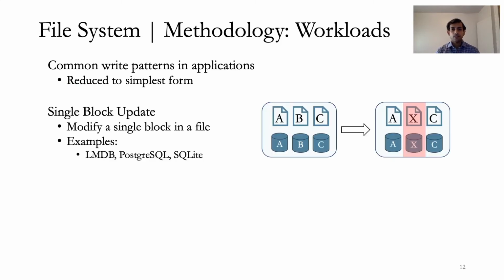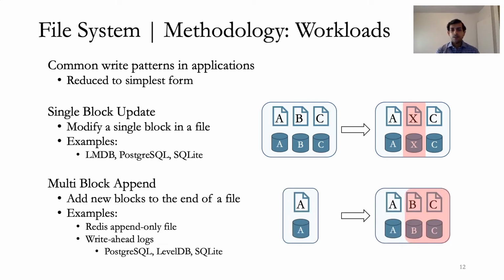The first is a single block update. Essentially, you're modifying a file in place. The content changes and maybe the timestamps, but your file doesn't shrink or grow. So we modify the middle page in a 3-page file. And this is pretty common, especially when updating entries in databases. The second is multi-block append, where you're growing a file by adding blocks to the end of the file. You typically see this in write-ahead logs.